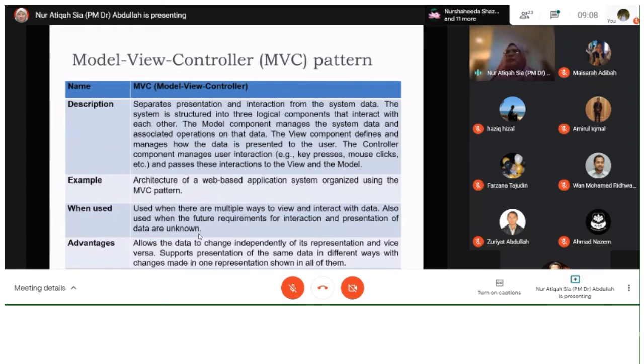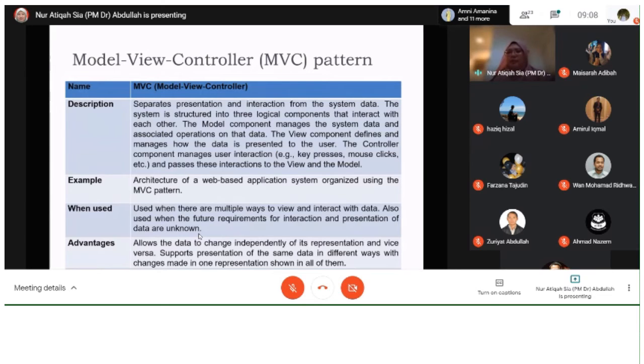Boleh, tak ada masalah. Because we have a different or multiple way of view to interact with the data based in the UI future. So that's why it can implement MVC. Okay, if I implement MVC, when we use MVC, what will be the advantage of it? It is going to allow the data to change independently.